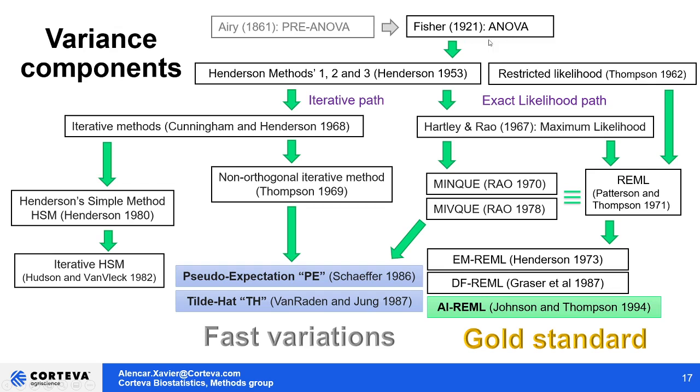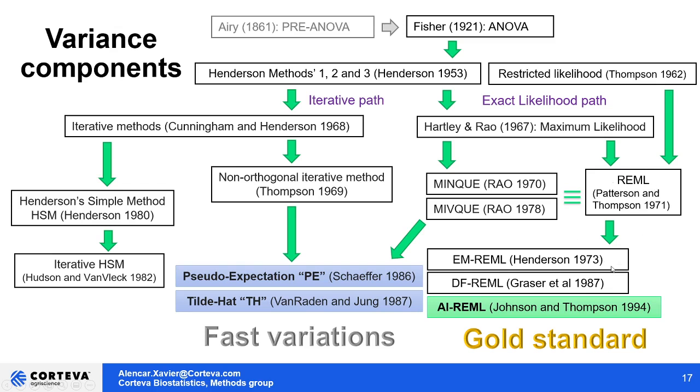So we can imagine that everything started with a simple ANOVA, which was generalized by Henderson in 1953. Restricted likelihood, or REML, came in 1962. And then we start having a split between the iterative solutions and the exact likelihood path. So around 67 we got the exposure to maximum likelihood methods, which went through the more quadratic expectation pathway, which is MINQUE and MIVQUE, and they are both methods equivalent to what we know as REML, proposed by Patterson and Thompson in 1971.